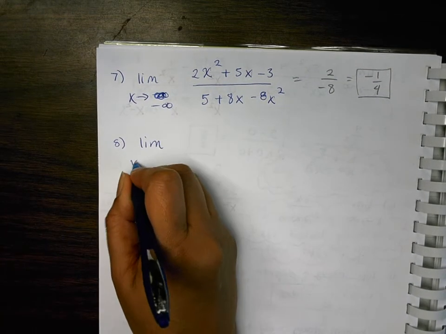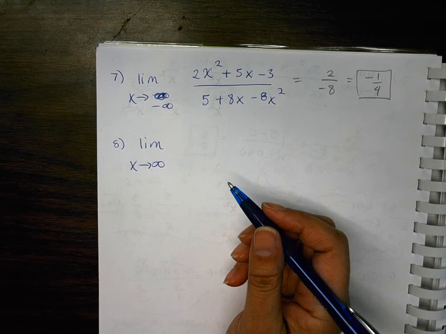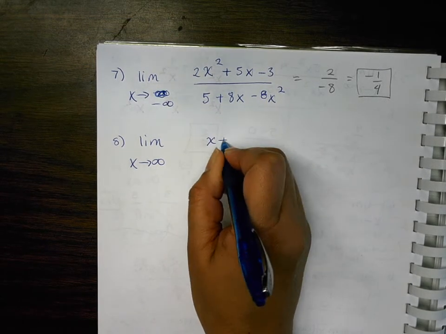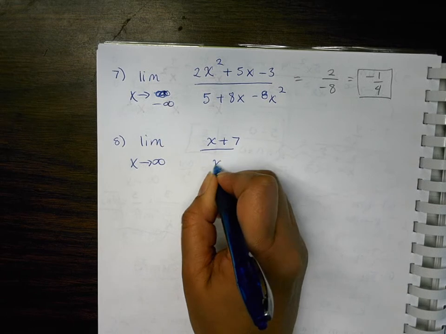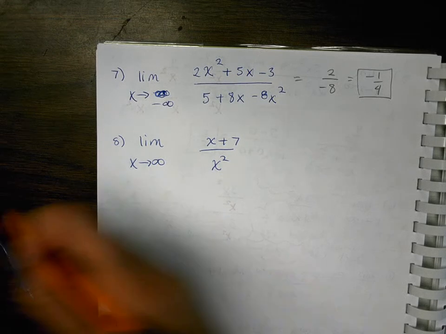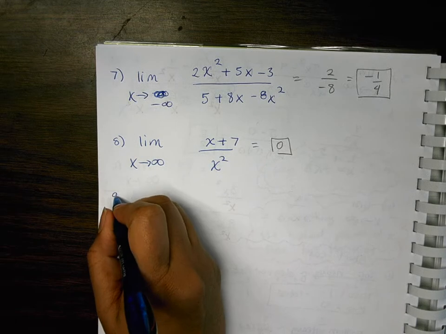Okay, number 8, the limit as x approaches infinity of x plus 7 over x squared. Top heavy, bottom heavy, or the same? Bottom heavy, look at your notes if you don't remember. I think of bottom heavy as anything over infinity. What does it equal? 0.